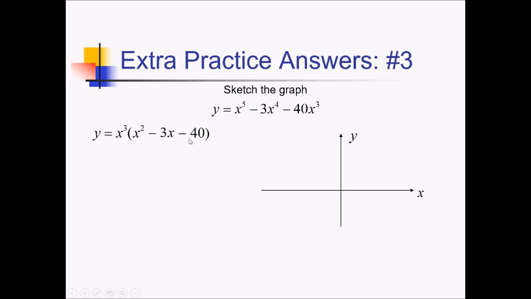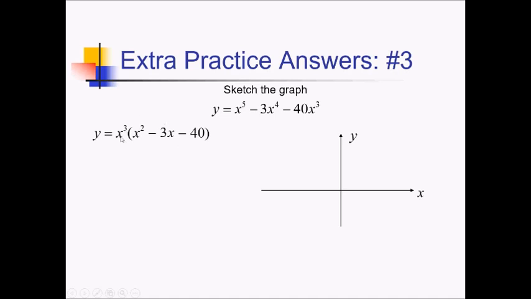Now I'm going to look to factor that quadratic that's left inside. I need factors of negative 40 that add up to negative 3. So let's run through our factors. We've got 1 and 40. That won't work. 2 and 20. Still not going to do it. 4 and 10, well, that's getting closer, but that still doesn't add up to negative 3. How about 5 and 8? Well, positive 5 and negative 8 would do the job here.